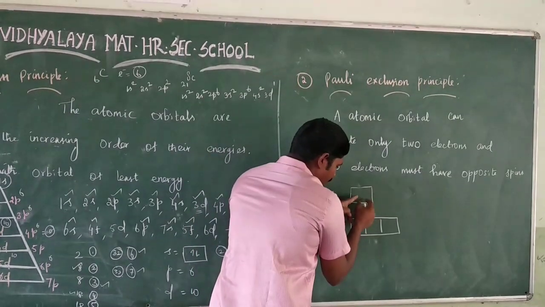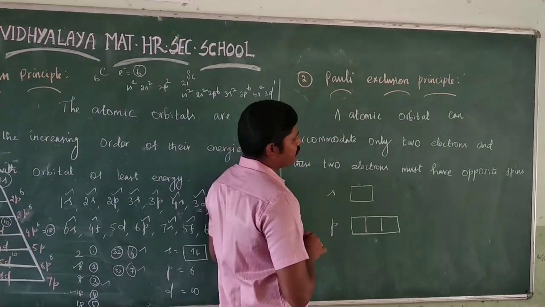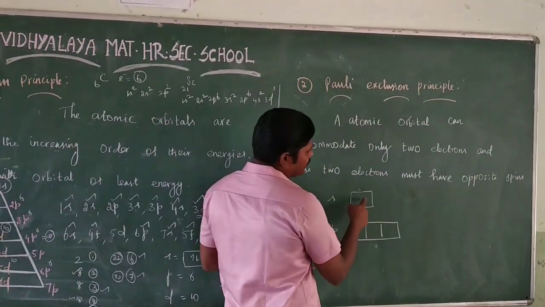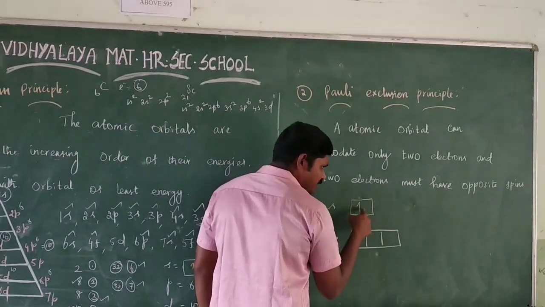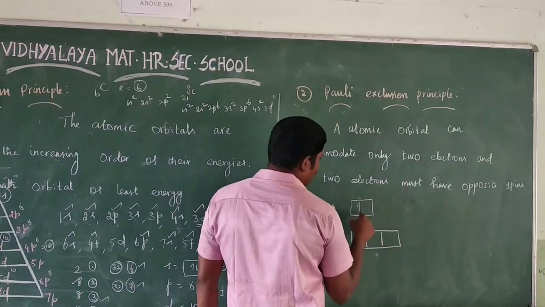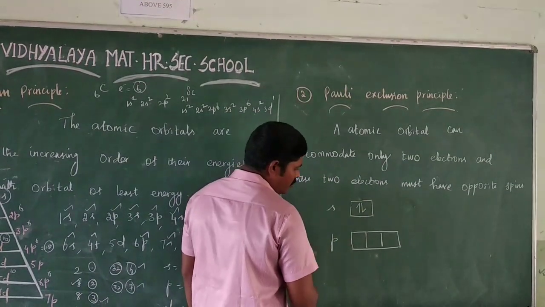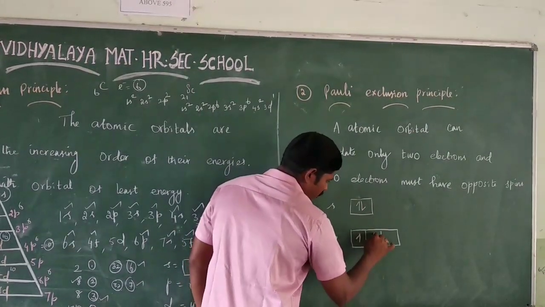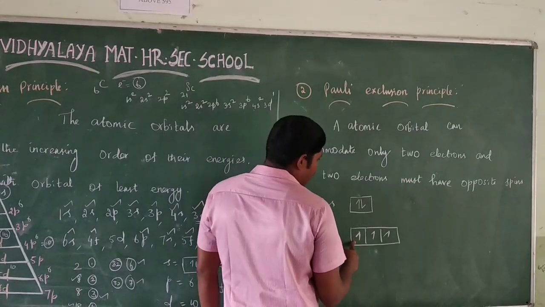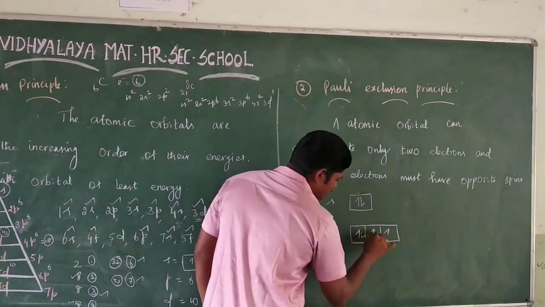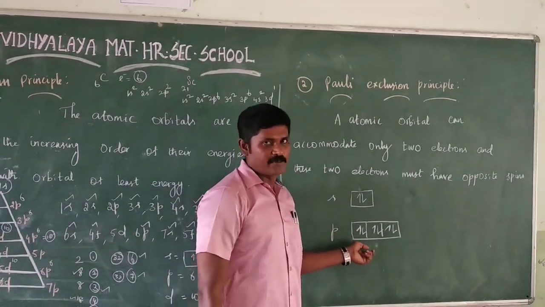Each atomic orbital contains a maximum of 2 electrons, and these 2 electrons must have opposite spins. Yes, the s orbital has a maximum of 2 electrons, and these 2 electrons must have opposite spin. So each orbital has a maximum of 2 electrons with opposite spin. That is the Pauli exclusion principle.